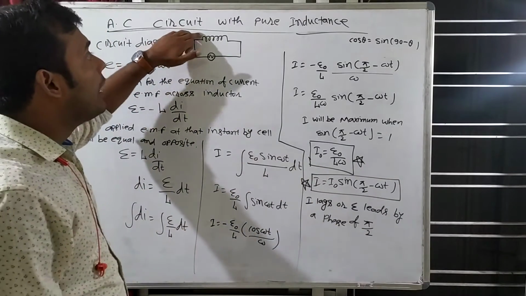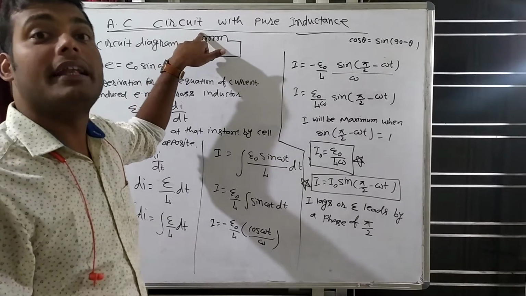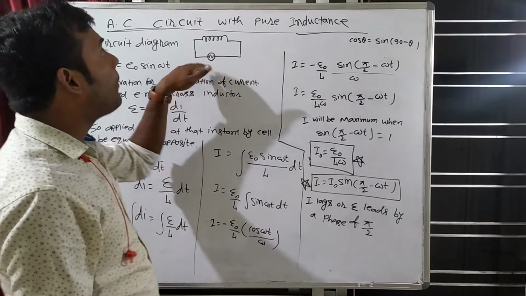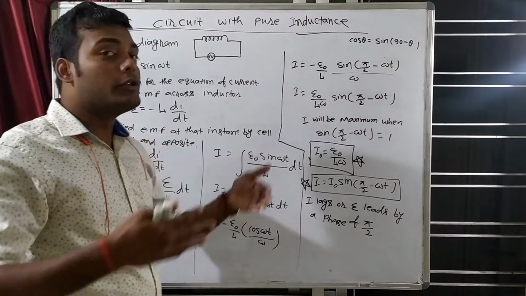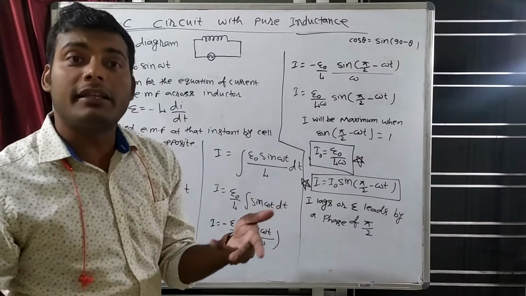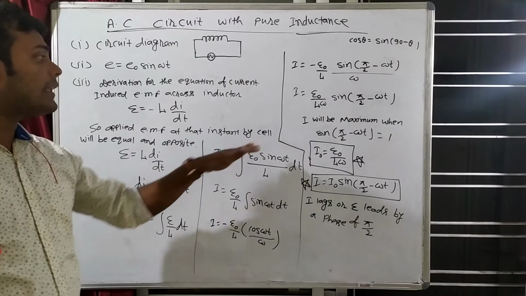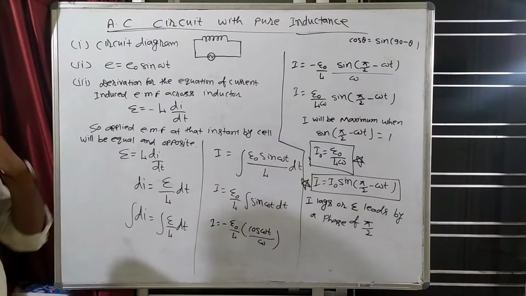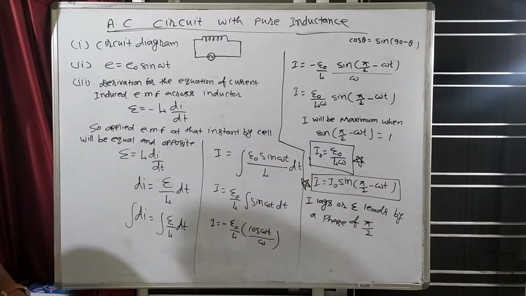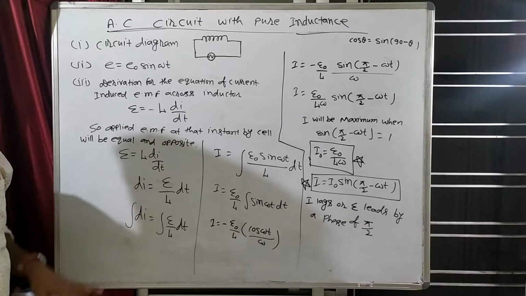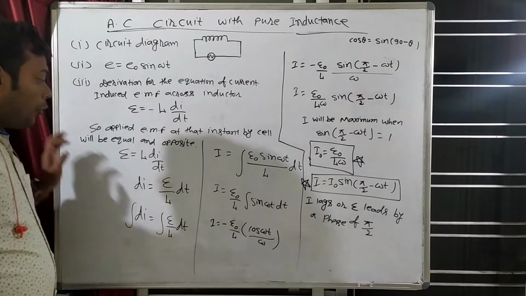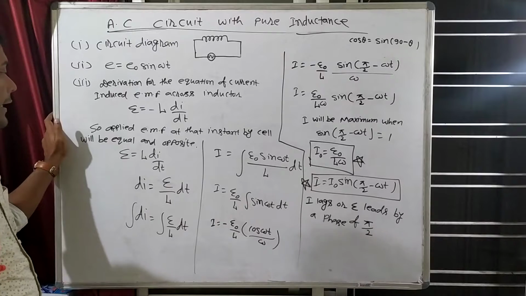So if the induced EMF in this inductor is minus L di by dt, the applied EMF will be the opposite of it. What will be the opposite of minus L di by dt? Plus L di by dt. So the applied EMF at that instant, equal and opposite, will be L di by dt, opposite of the induced EMF. Clear?